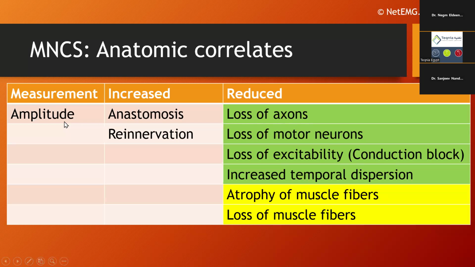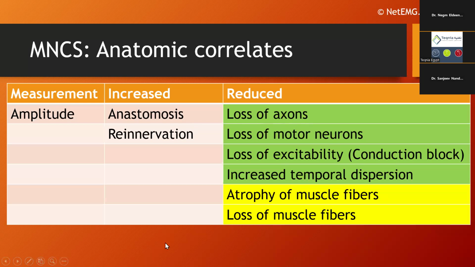The amplitude is again a complicated phenomenon. It can be increased due to anastomosis. You can stimulate extra muscles or extra nerves. Again, this happens in Martin-Gruber anastomosis. When you stimulate the median nerve at the elbow, you may get a higher amplitude compared to the wrist. It is not increased in absolute terms. It's just that we get a larger than expected response.